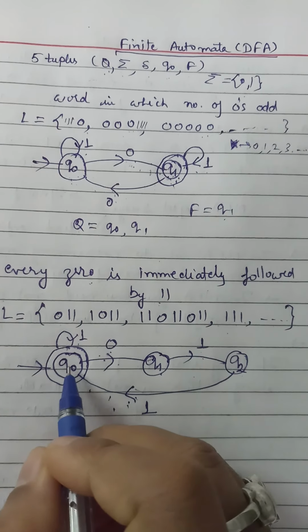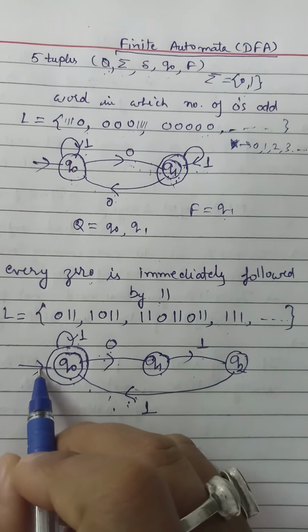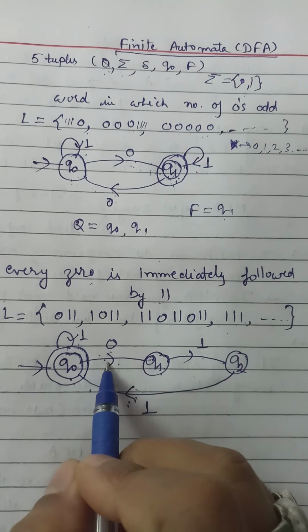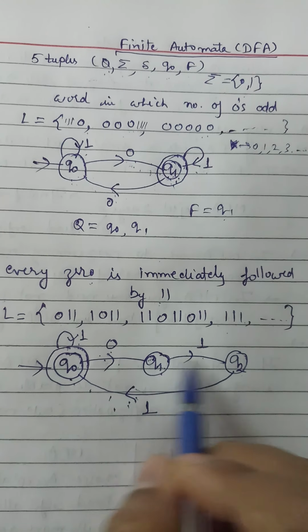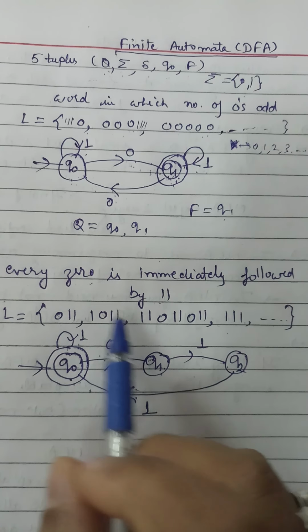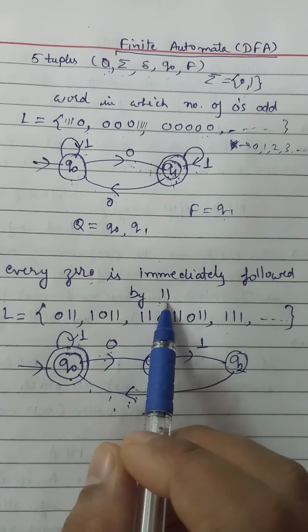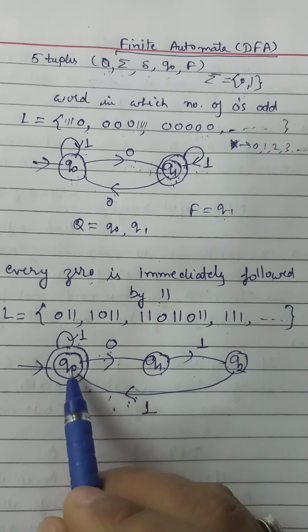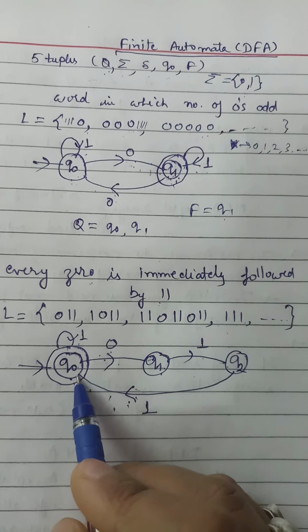Suppose we take Q0 as the initial state. We make a transition from Q0 to Q1 on 0, another transition from Q1 to Q2 on 1, and another transition from Q2 back to Q0, because we immediately need double 1 after 0. So 0, 1, 1. That's why we make the initial state a final state. Yes, it is possible.